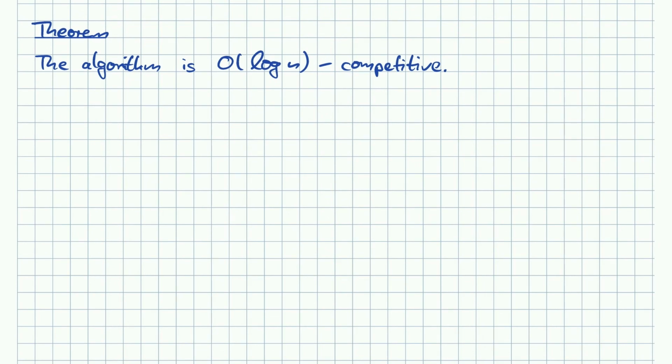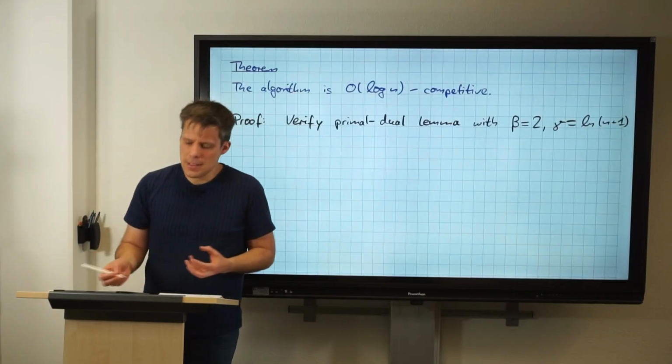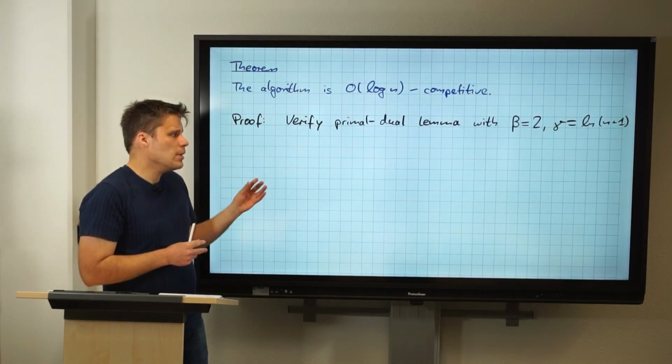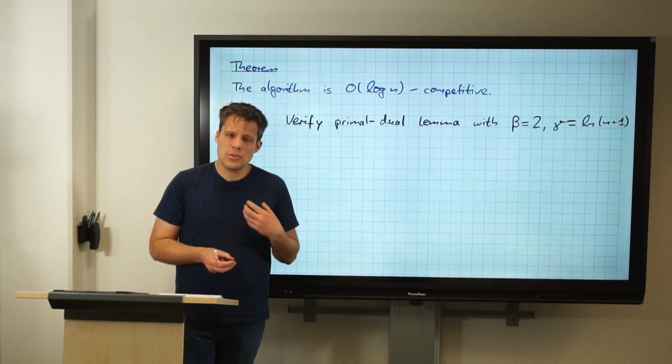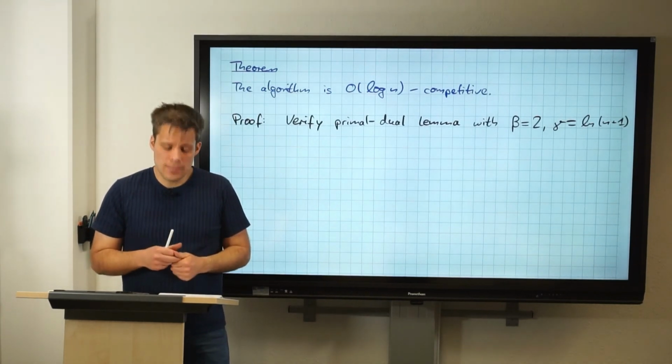How do we prove such a thing? Well, what we'll do is we'll verify the primal-dual lemma with beta being equal to 2 and gamma being equal to ln of n plus 1. So we still have these properties A and B. What were these properties? The first property was that the primal increase is bounded by beta times the dual increase. And the second property was that this dual thing that we're constructing is within gamma. If we scale it down by gamma, then it will be a feasible solution.